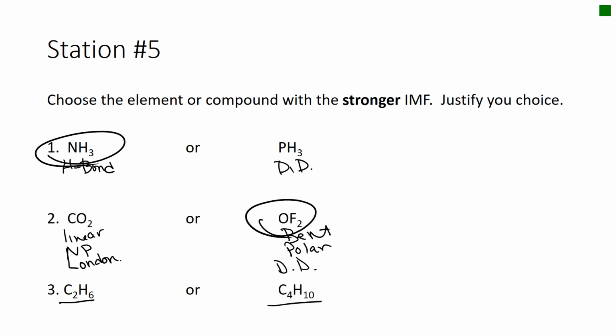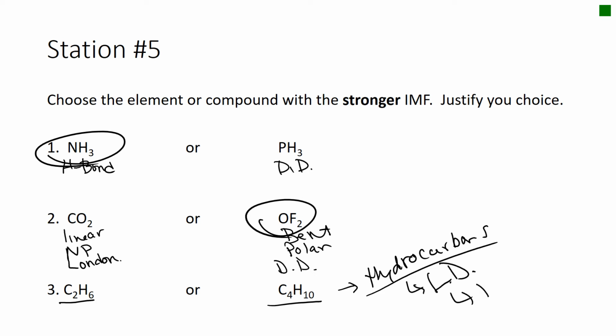C2H6 and C4H10, both of them are hydrocarbons. Okay, so both are hydrocarbons. The problem now we have to do is look at which one would have the stronger IMF. And you're like, wait, they would be the same. No, because with hydrocarbons, because that would be London dispersion, you now are going to base it off of its mass.